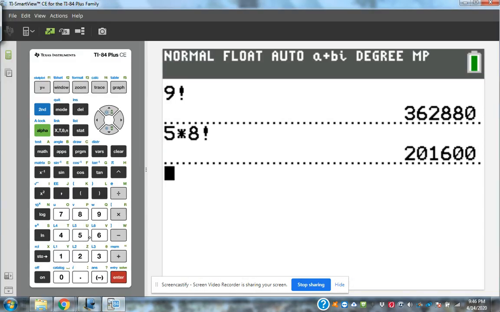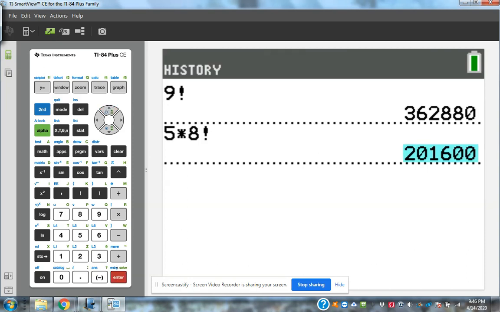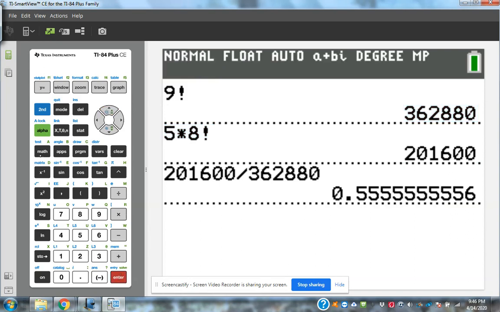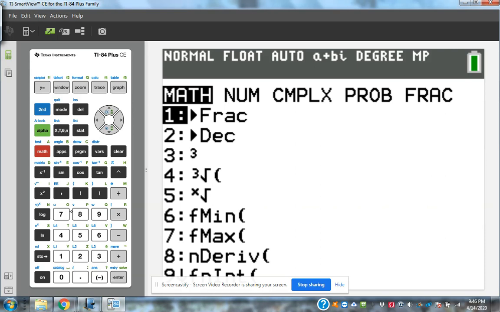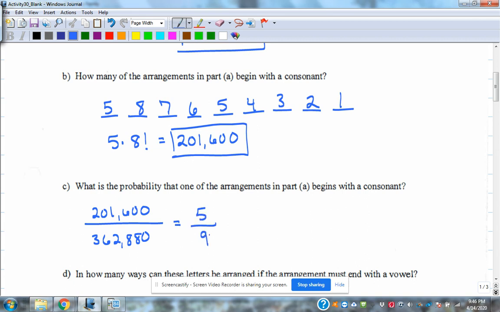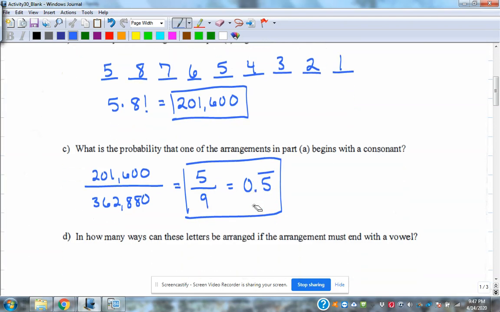With my calculator, I grab my 201,600 divided by 362,880. Enter, and we get a decimal. I'm going to hit math, enter to change it to 5/9. That's the reduced form of that fraction. The decimal equivalent is 0.5 with the 5 repeating. So you give the simplified fraction and then the decimal equivalent approximation. If it's a repeating decimal, use the bar notation to indicate that.